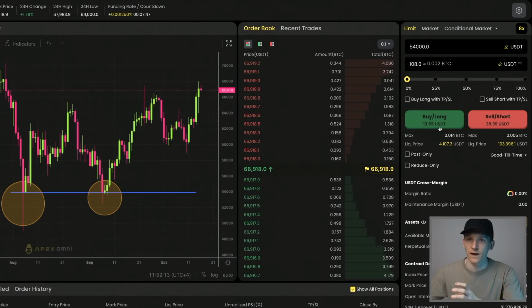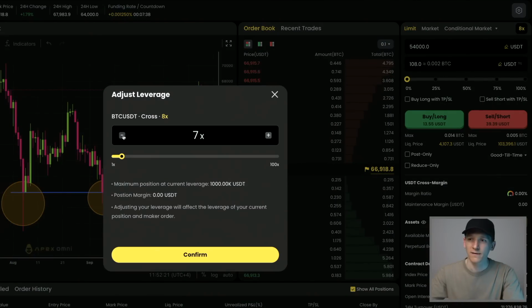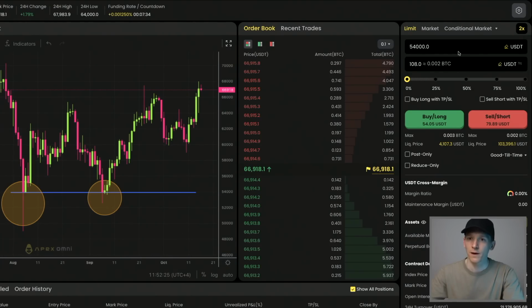So all of this is down to the individual. How much leverage do you want to use? How tight your stop loss is going to be, right? That's up to the individual. I would recommend less leverage, right? It's a volatile asset, and so we really just want to keep our positions as much as possible in a bull market. 2x leverage, we know that we're buying with $54 here.